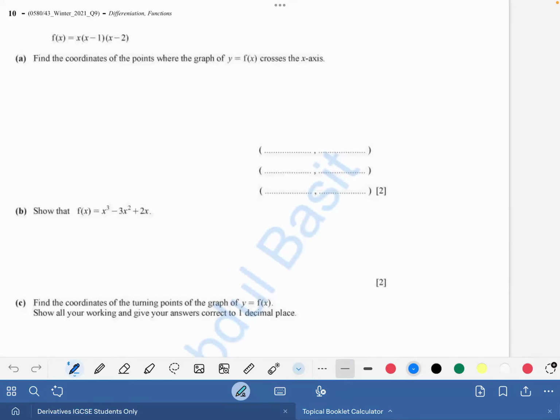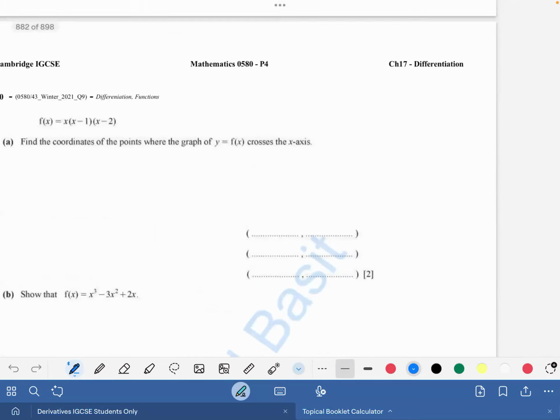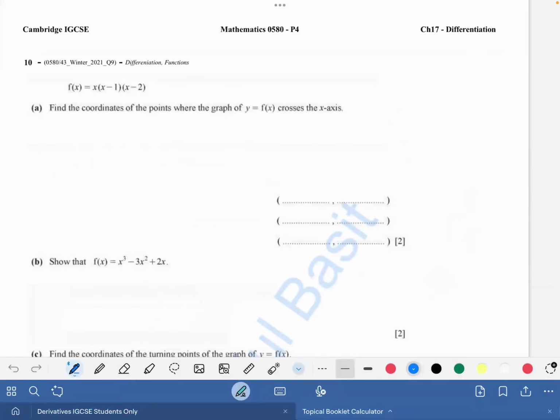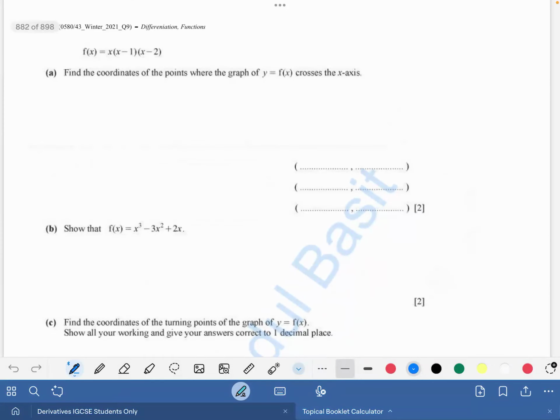Everybody, please pay attention. Look at this question. In my booklet, this is available, and I have shared the booklet as well. So this is winter 2021 question number 9. F of x is equal to x bracket x minus 1 and x minus 2. Find the coordinate where the graph of y equals f of x crosses the x-axis. It means that y is equal to x bracket x minus 1 and x minus 2.